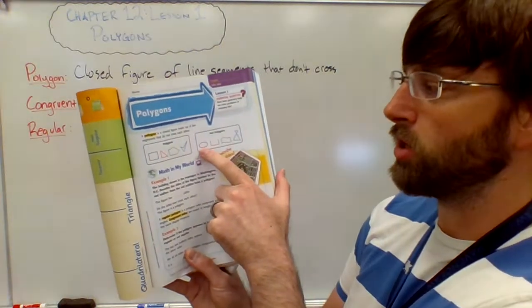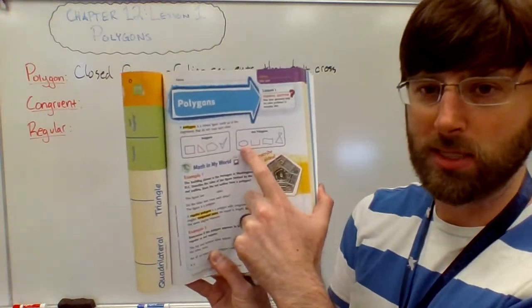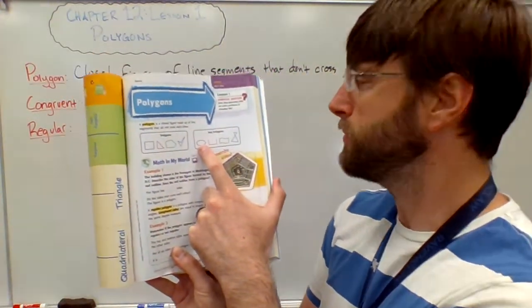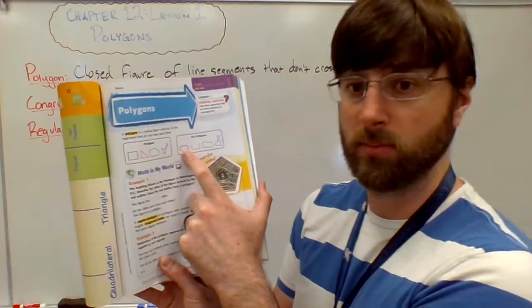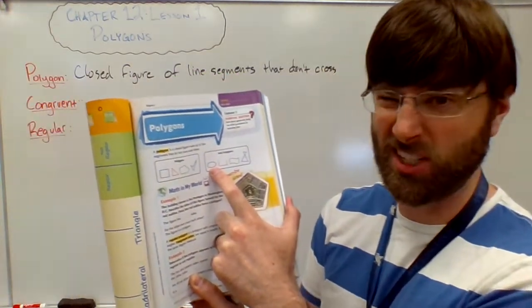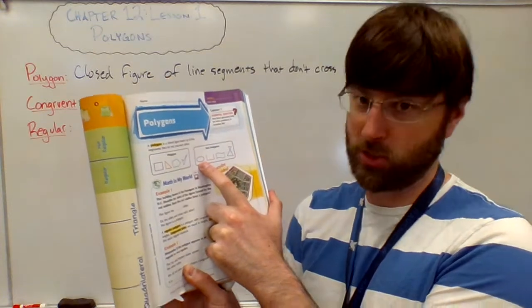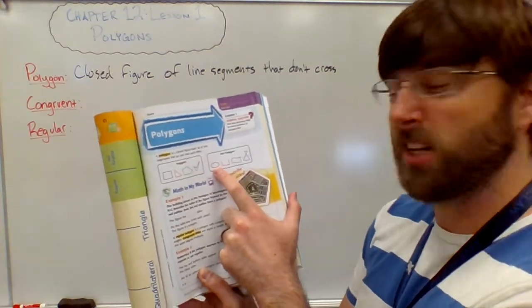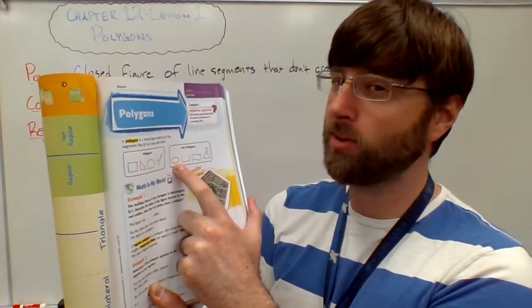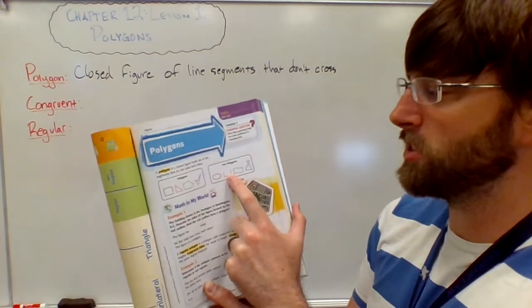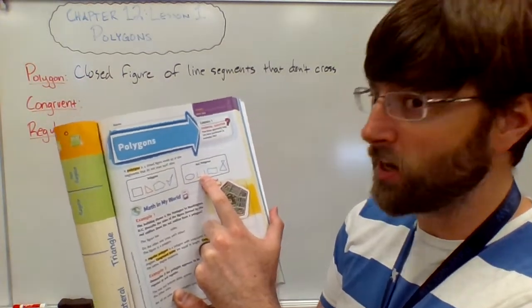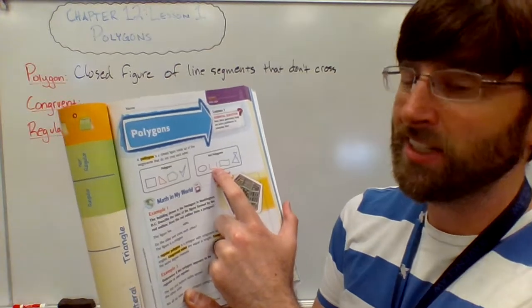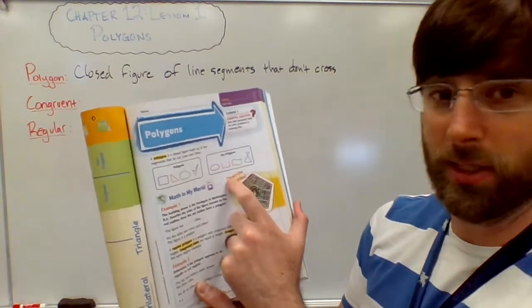And there's some really good non-examples here. Why is that not a polygon? Did you say because it has curved lines instead of line segments? You'd be right. That's why it's not. Because it is a closed figure, and none of the lines cross each other, but it's not made up of line segments. This next one, it's got line segments. None of the line segments cross each other, but it's not closed, right? It's got an open lid.